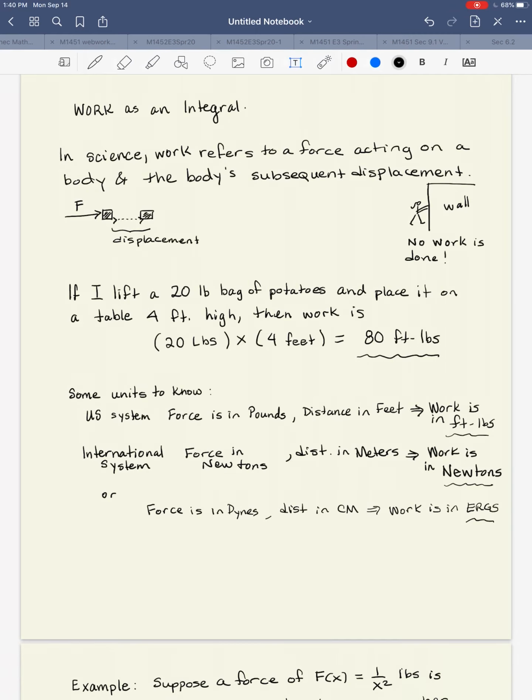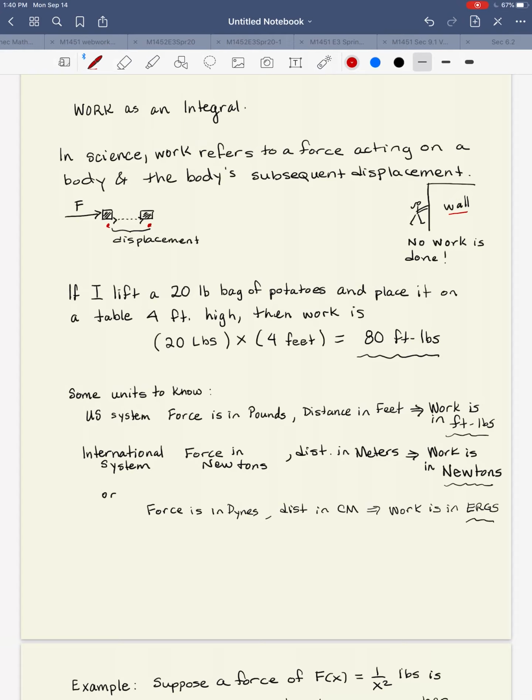In science, work refers to the force acting against a body that pushes the body or pulls it where the body is displaced. So a force acts on a body and the body actually moves from its initial position to a terminal position. This is a constant force acting on a body. Now, if I stand up against a wall and push with all my strength, and the wall doesn't even move, even though I'm applying a force, no work is done because there's been no displacement.